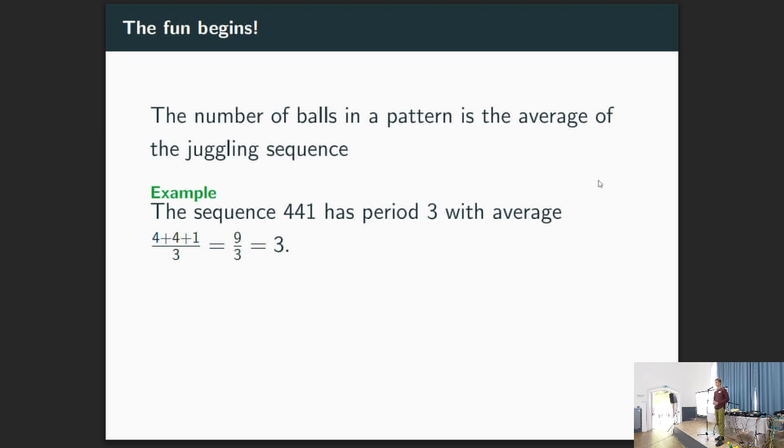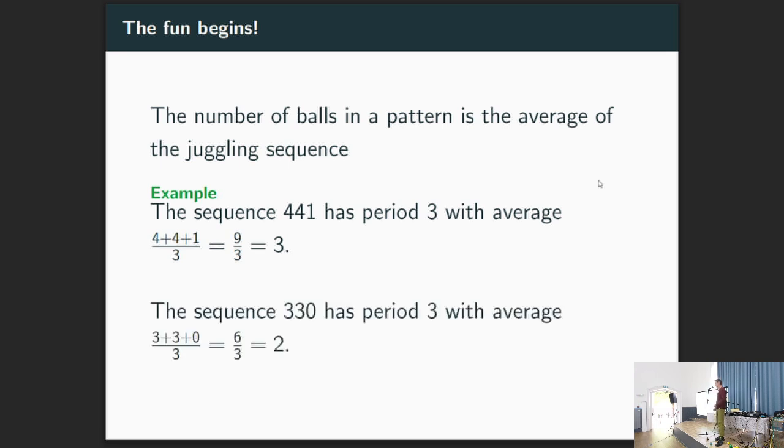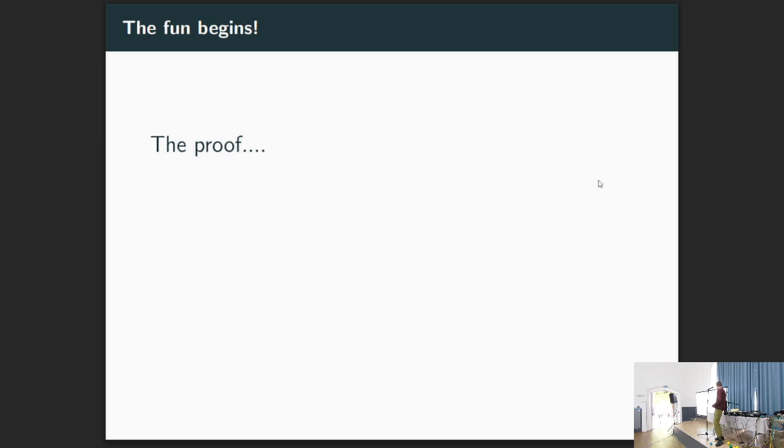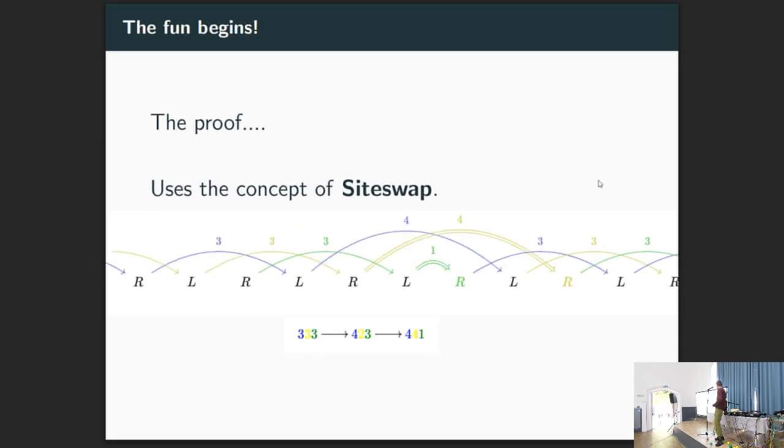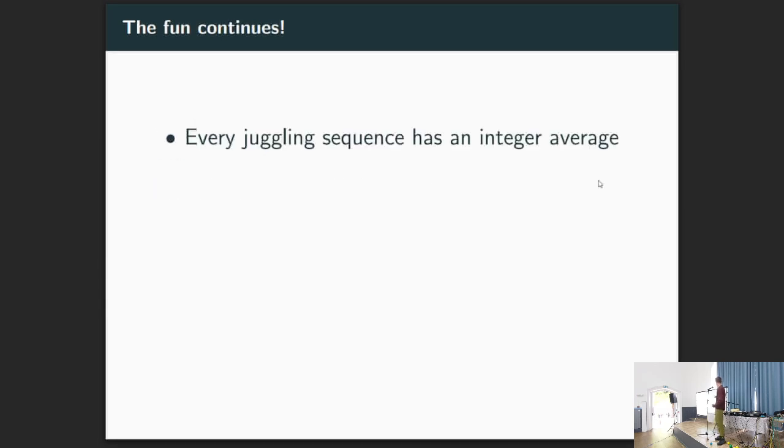If it's a juggling sequence, the average is the number of balls you need. So 4, 4, 1 was a 3-ball pattern. 3, 3, 0, the same applies. It's a 2-ball pattern, because the average is 2. As you saw, it is a 2-ball pattern. Proof by example, I don't know. Yeah, the proof, I'm going to skip over that, because I realized it's too much to talk about. Please come to me if you're interested. I'd love to talk to you about it.